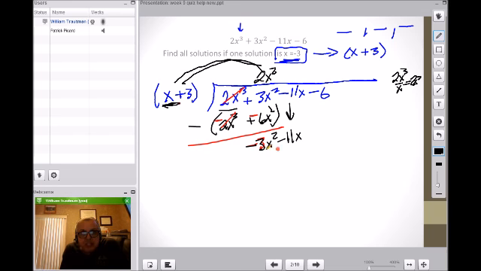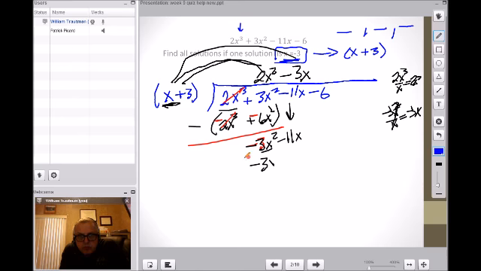How many times does x go into negative 3x squared? One of the x's cancel, and I'm just left with negative 3x. Negative 3x times x is a negative 3x squared. Negative 3x times 3 is a negative 9x. We're going to subtract these two.